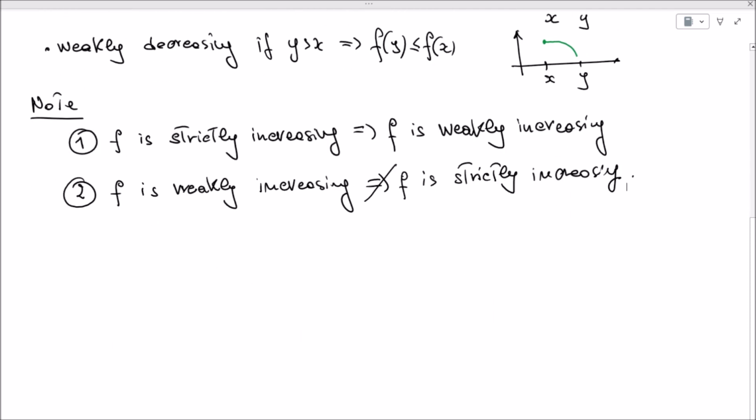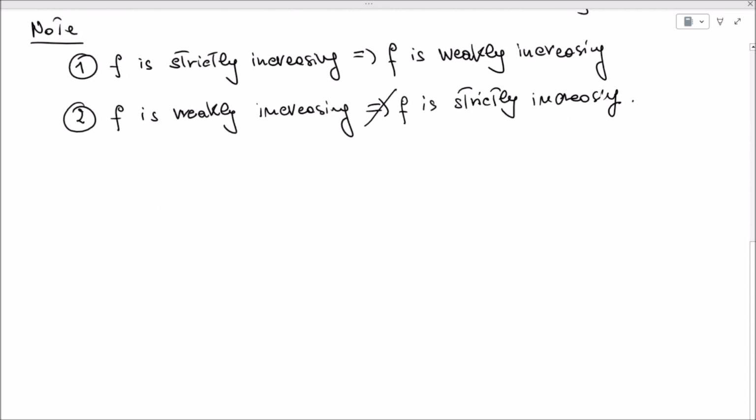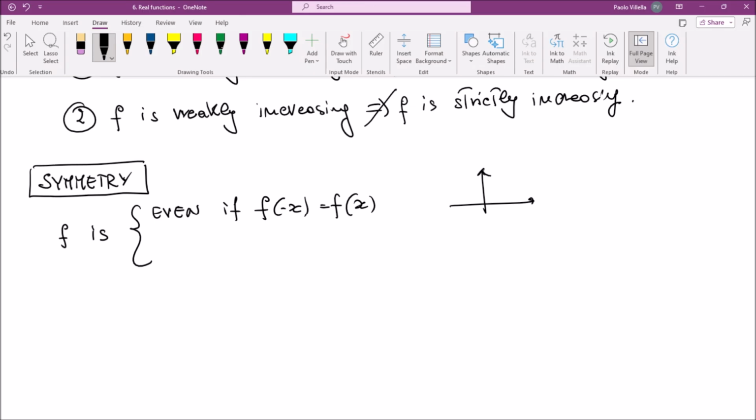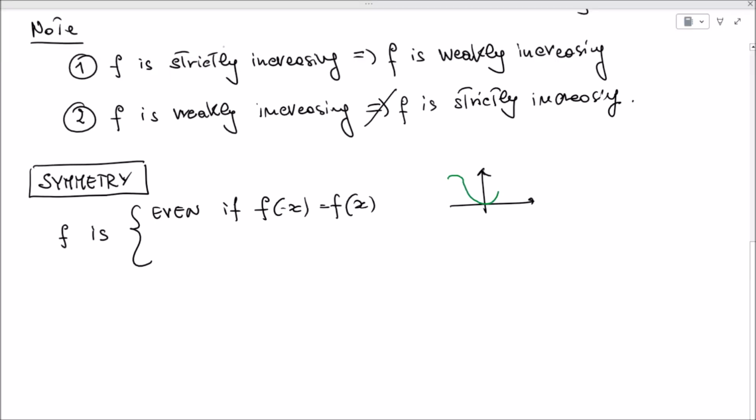Right, so another property which is very commonly used in analysis and that many real functions have is that of symmetry. We say that f is even if f of minus x is equal to f of x. And with this, we have in mind a function like this, for example. Clearly, this function can be mirrored with respect to the y-axis and nothing changes.